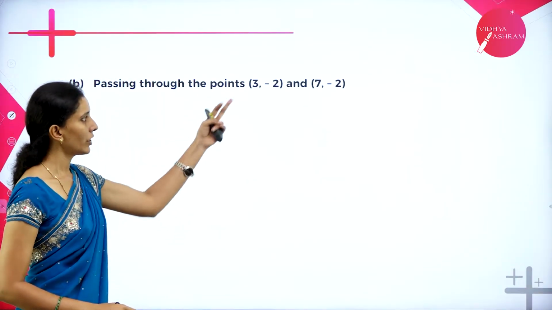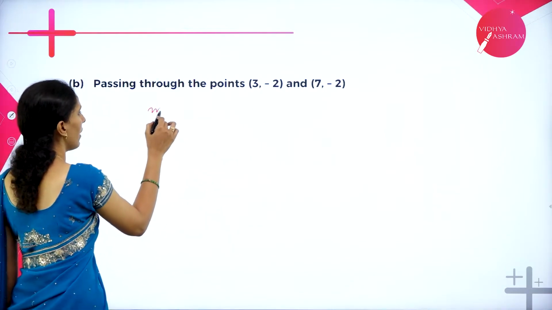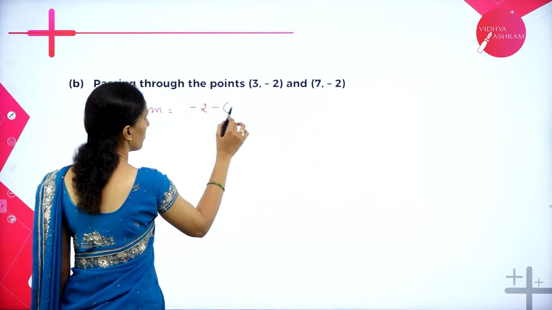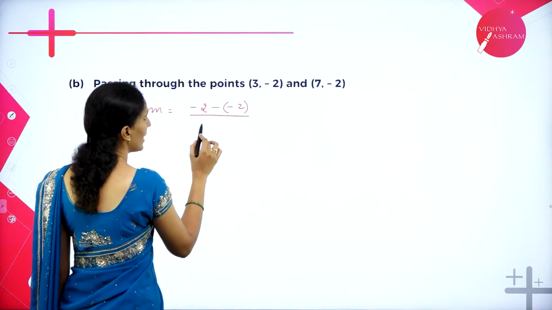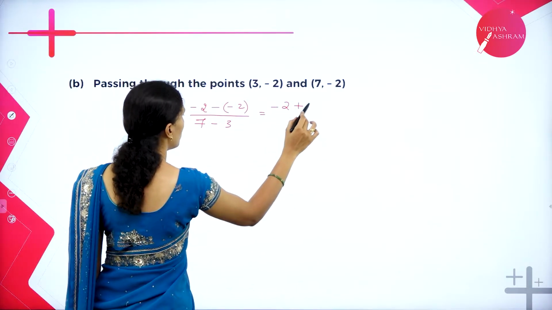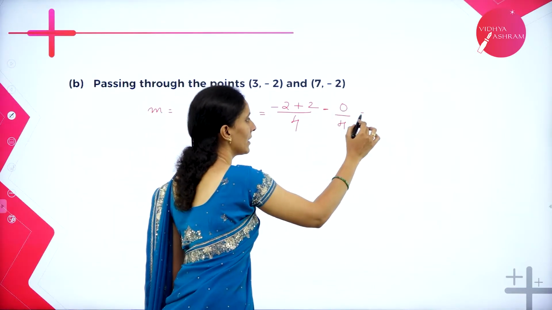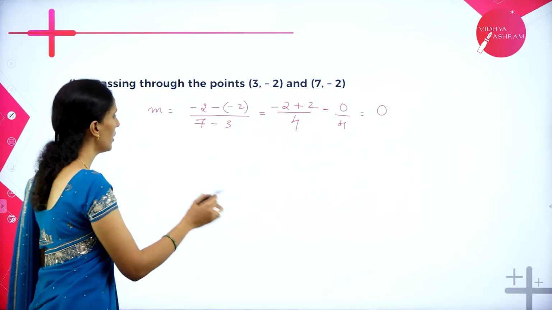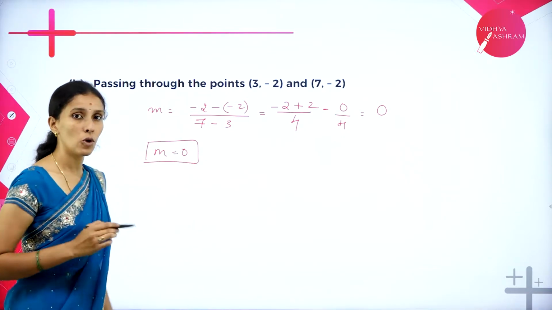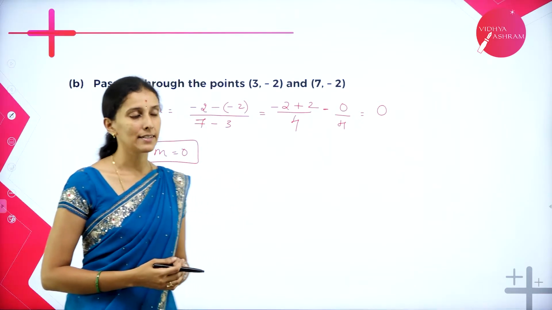Next one: (3, -2) and (7, -2). Same formula, y2 minus y1. So minus 2 minus of minus 2, divided by x2 minus x1, which is 7 minus 3. So minus 2 plus 2 divided by 4, which is 0 divided by 4, and 0 divided by anything is 0. So the value of the slope is 0. If the slope is 0, then this line is parallel to the x-axis.